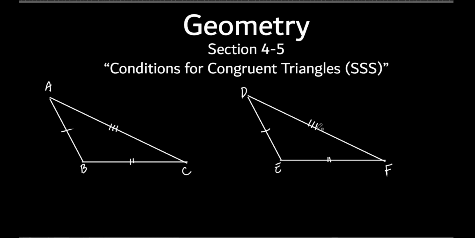Now, look, I don't know anything about the angles, do I? Do I know that angle A is equal to D? Nope. B is equal to E? Nope. Angle C is equal to angle F? Nope. Don't know any of that. But I do know that all three sides of one triangle are equal to all three sides of the other triangle. That's enough to say that these triangles are what? Congruent. Very good.